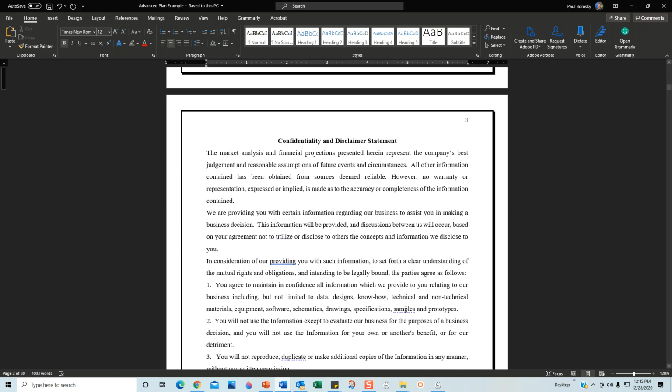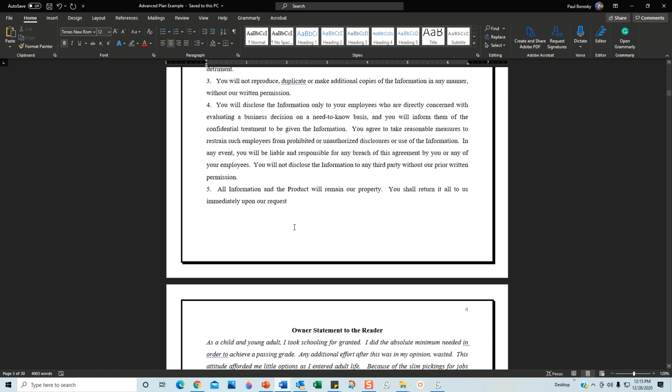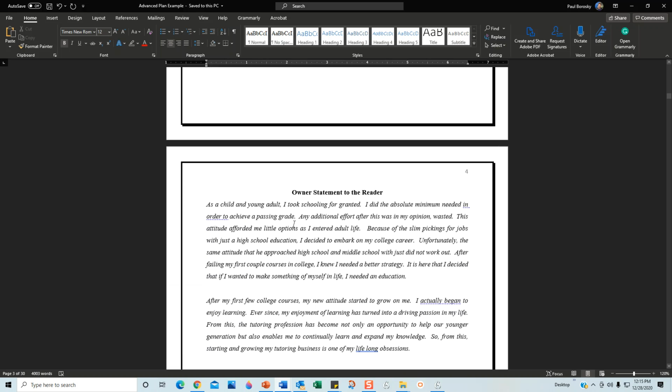Next page is going to be the confidentiality and disclosure statement, pretty much telling the reader it's not theirs, don't take it, don't touch, just read. So this just explains to them this is your property, don't take your business plan, don't take your ideas, kind of a deal.